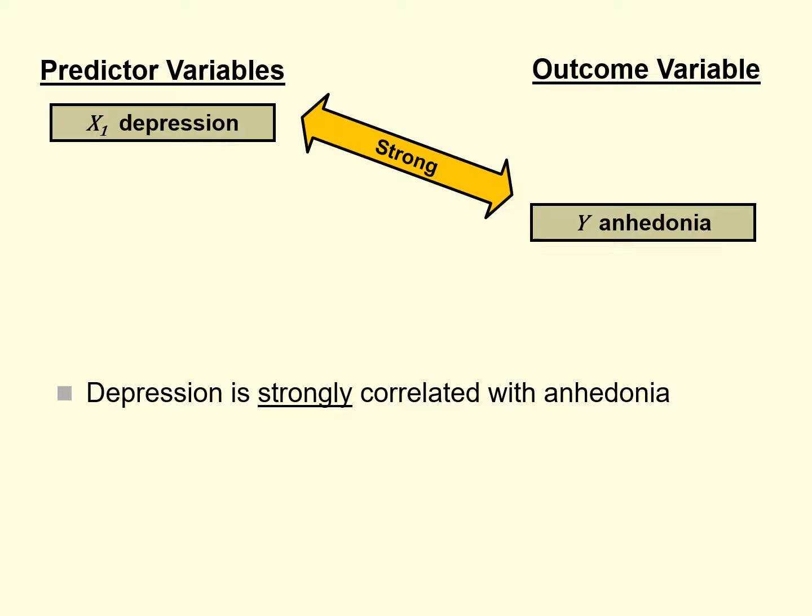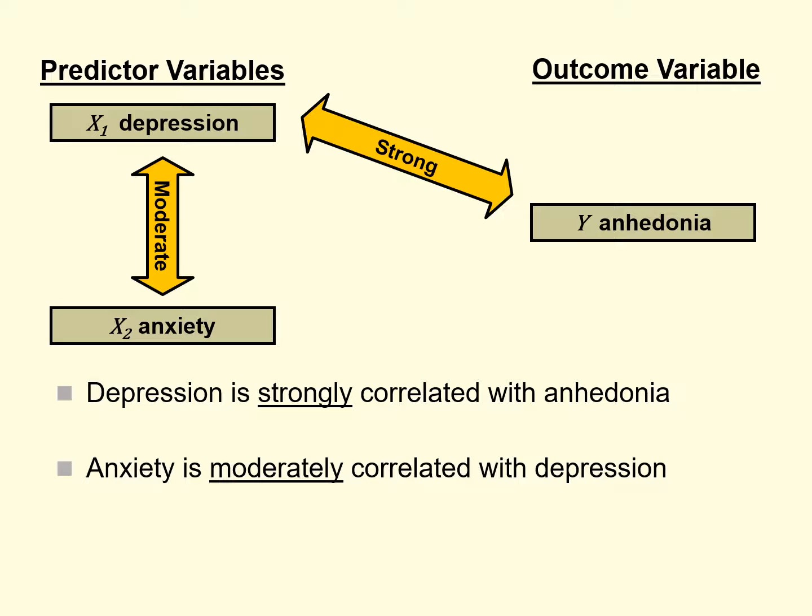It's strongly correlated, which shouldn't be at all surprising to anyone who's got a background in clinical psychology, because anhedonia, the lack of pleasure in pleasurable activities, is a criterion that's used for diagnosing depression. Let's also imagine that the other predictor variable is anxiety, and that there's a moderate relationship between anxiety and depression. Again, this is probably not too surprising to anyone who has a background in clinical psychology, because these various conditions, anxiety disorders and mood disorders, tend to be co-occurring.